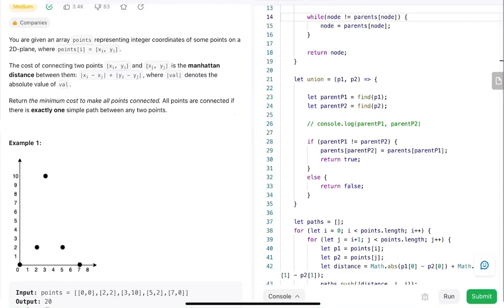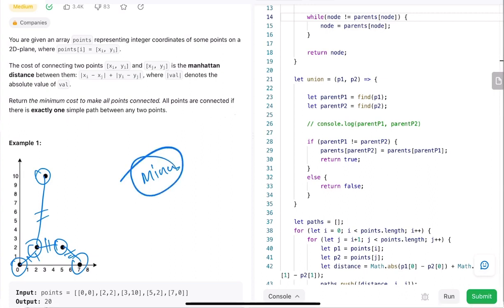Hey, today we are going to talk about a problem called minimum cost to connect all points. We have a graph where we have points. We have to connect all these points in such a way that if we sum up these distances, it should be minimum globally for this particular problem.